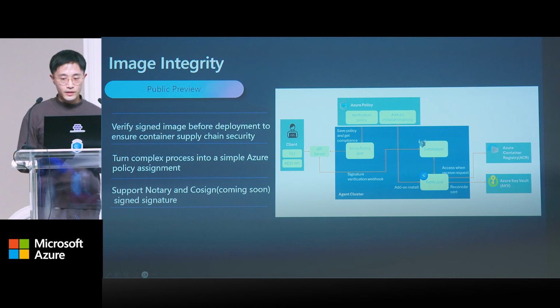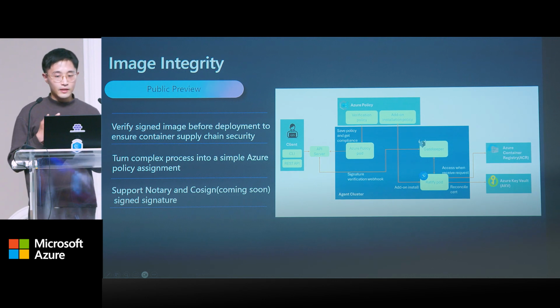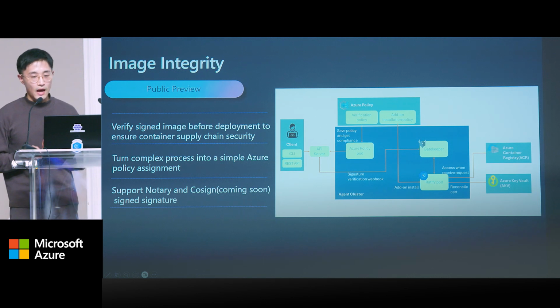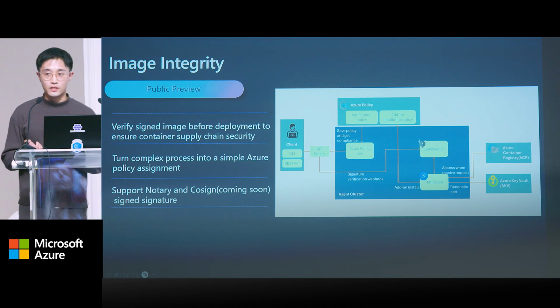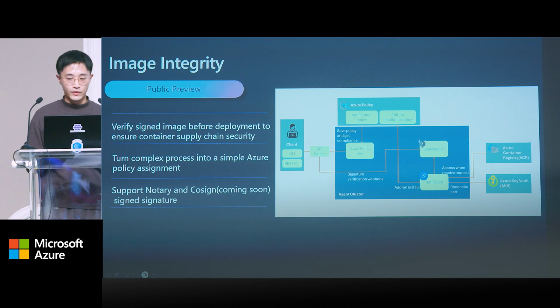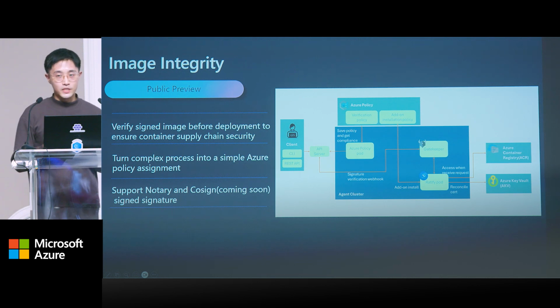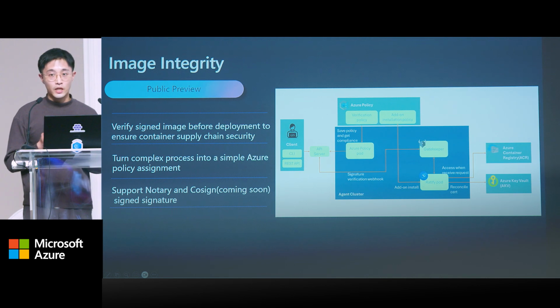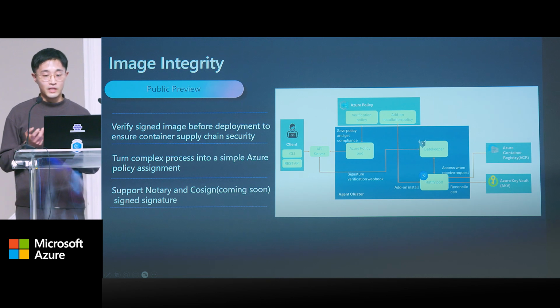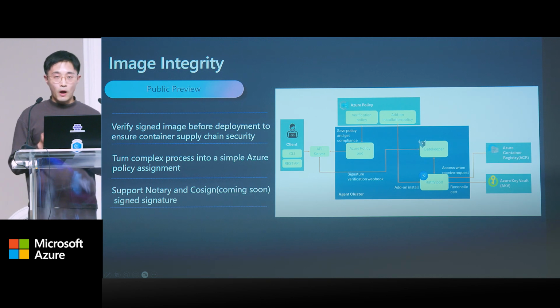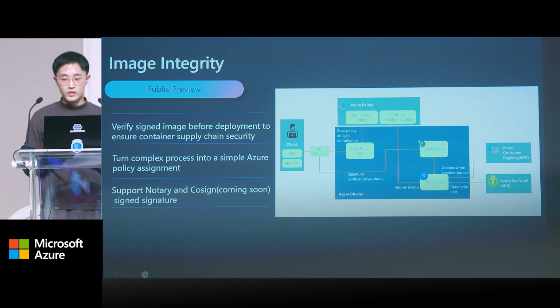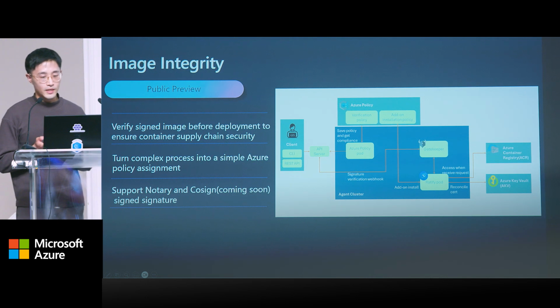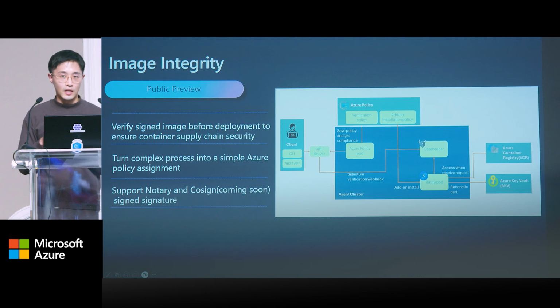So the very first one is image integrity. Today, container supply chain security is becoming a rising concern of both enterprise customers and individual developers. The deployment of your application could be very dangerous if your container image is tampered with by a malicious attacker. The popular solution to such risk is to sign and verify your image before deploying it. With that being said, the entire process could be very complex since there are a lot of components involved. So that's why we bring you image integrity.